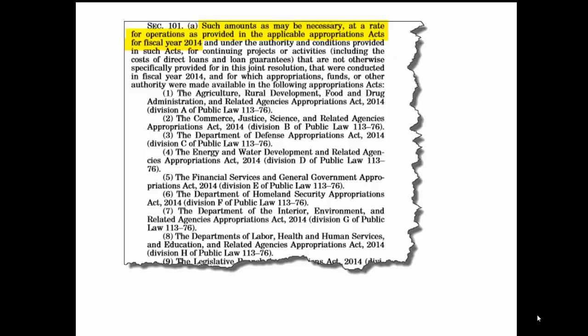Don't confuse this "such amounts as may be necessary" language with the "such sums" language we saw in Module 1. In Module 1, the language denoted an indefinite appropriation, that is, an appropriation with an unspecified amount. In a CR, this "such amounts as may be necessary" language refers to amounts, called rate for operations, appropriated in applicable Appropriations Acts for the previous fiscal year. These amounts are incorporated by reference by this language in Section 101.